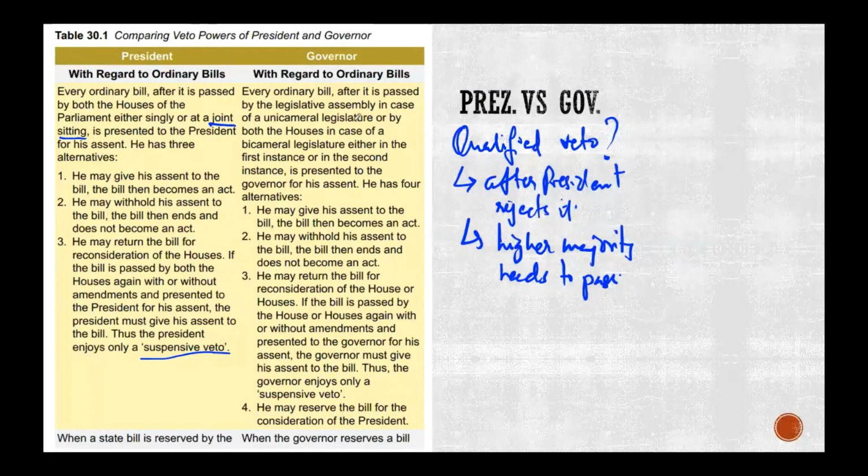Now, if it is about ordinary bills with regard to the governor, the three steps are the same: giving assent, withholding assent, and then finally returning the bill for reconsideration. And it is the same suspensive veto. However, he can also reserve certain bills for the consideration of the president.